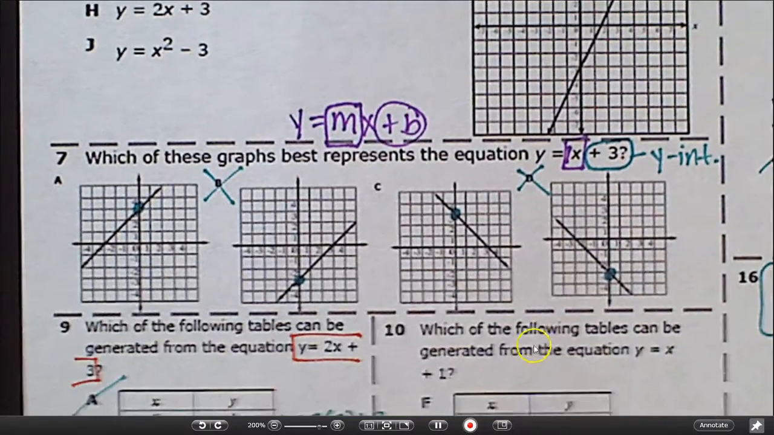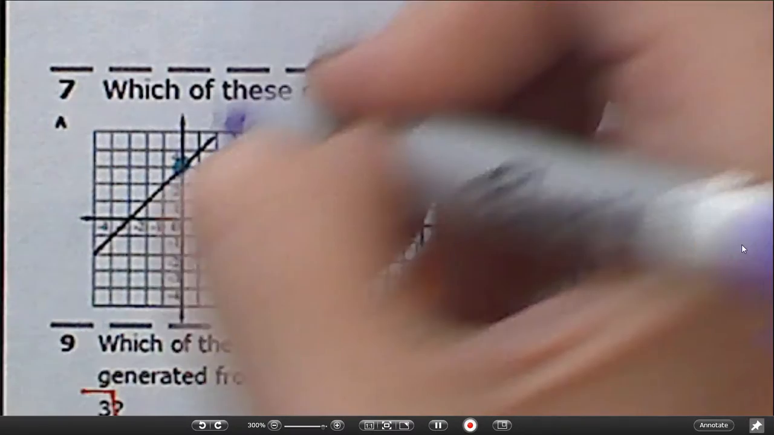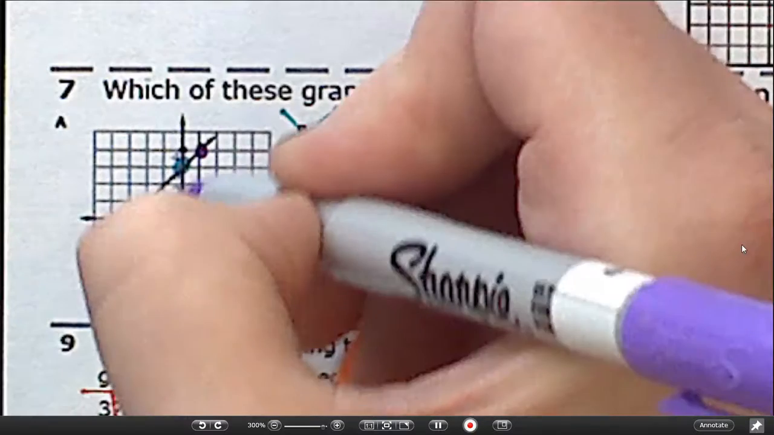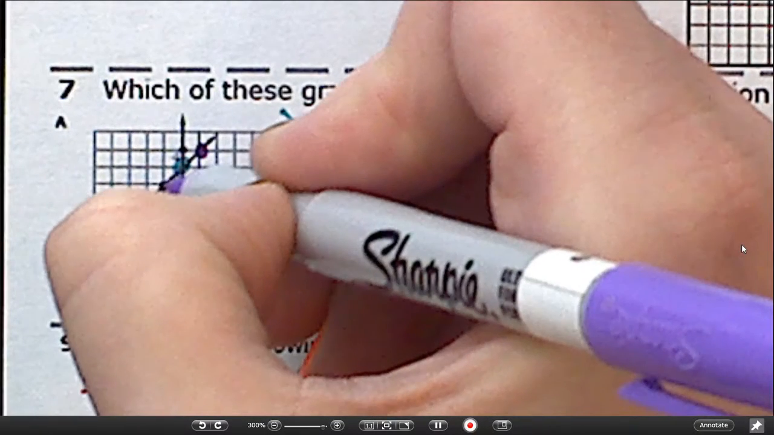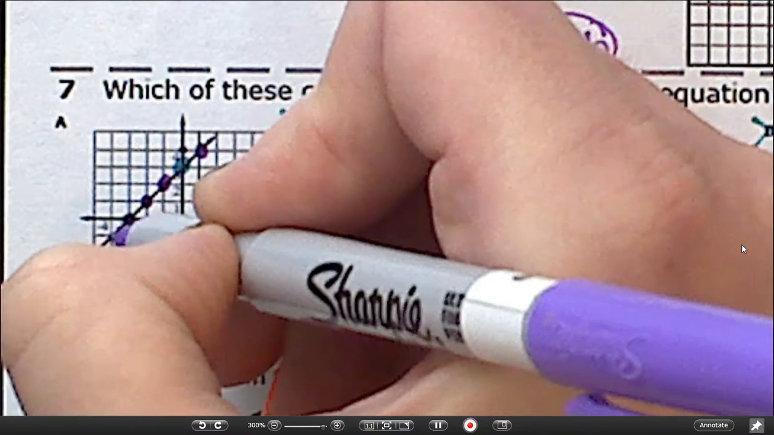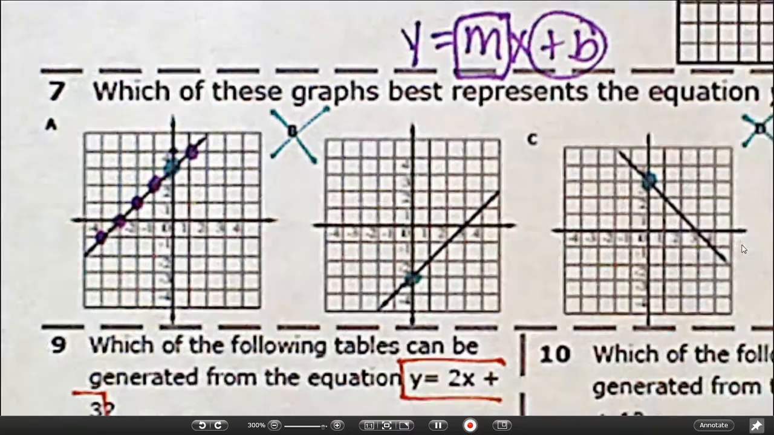Let's zoom in really quick on A. Okay, so up 1, right 1. We ran out of space, so let's start doing the opposite. Down one, left one, down one, left one, down one, left one, down one, left one. Okay, so it looks like A probably works. Let's double check C.